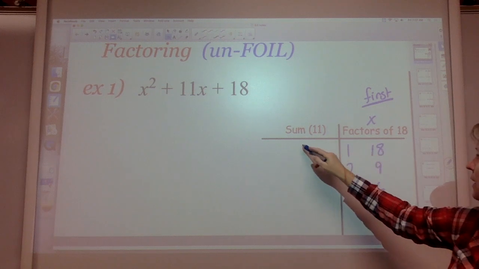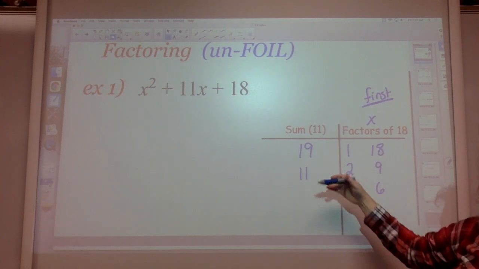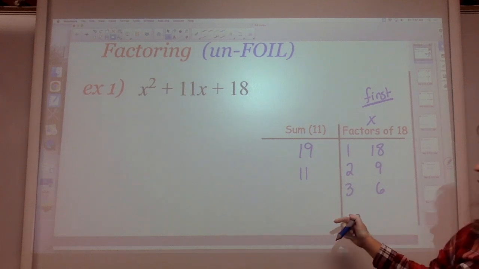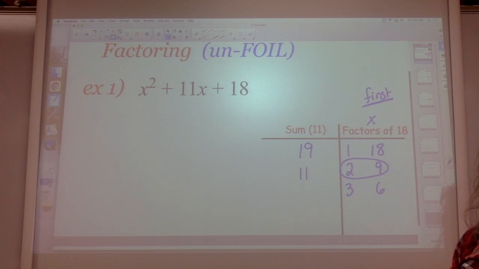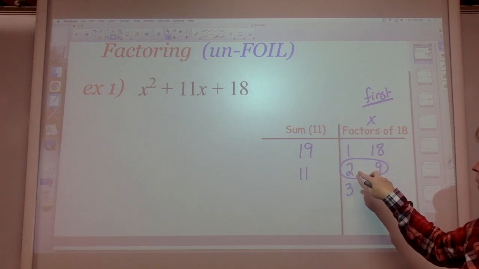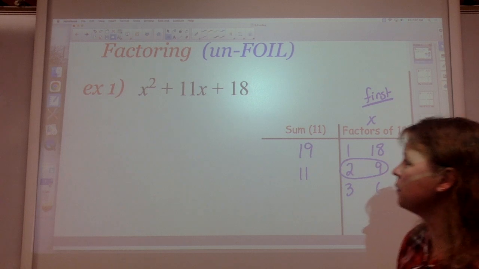So 1 plus 18 is 19. 2 plus 9 is 11. And if you had a big long list, I would stop. I wouldn't even keep adding anymore because you just found out that your two factors are 2 and 9. Two numbers that multiply to make 18, but when you add them, they make 11. So what do we do with that?